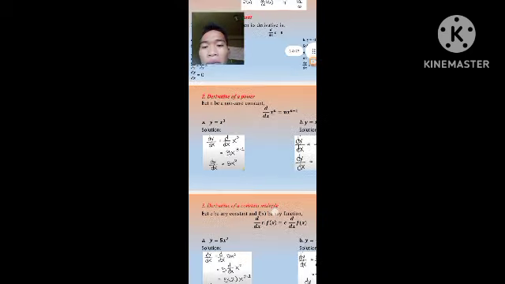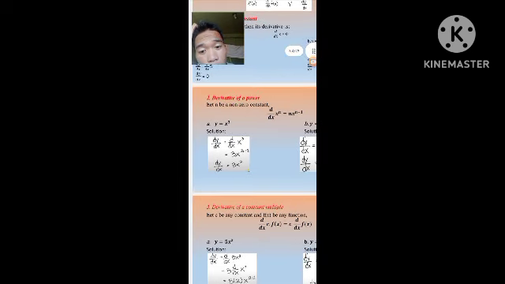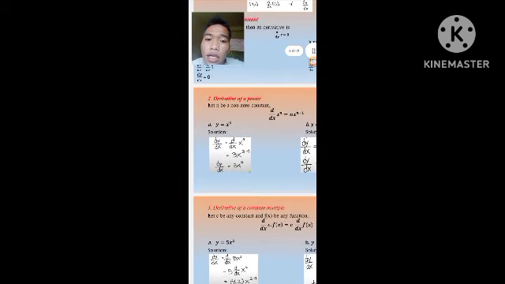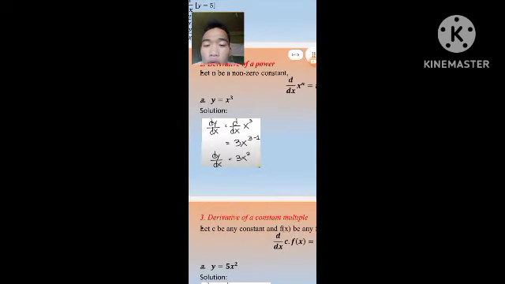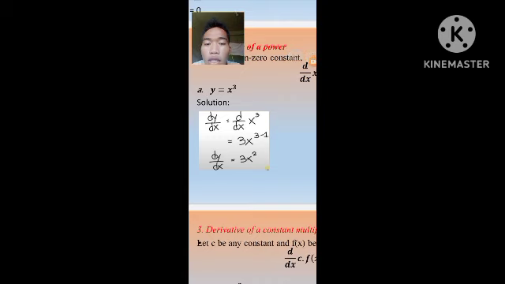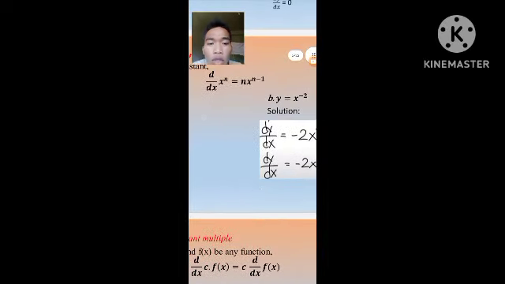Oh, and then we have an example. So y equals x cubed. So dy over dx equals d over dx of x cubed. And then this is the solution.